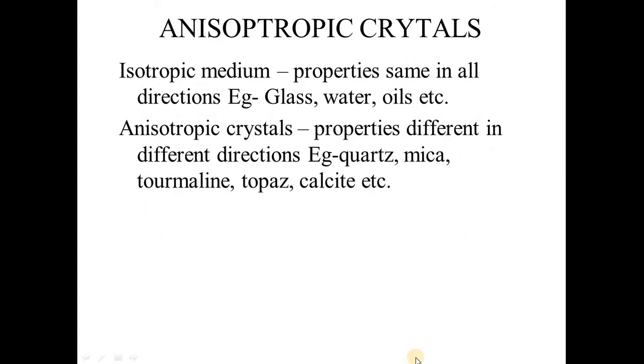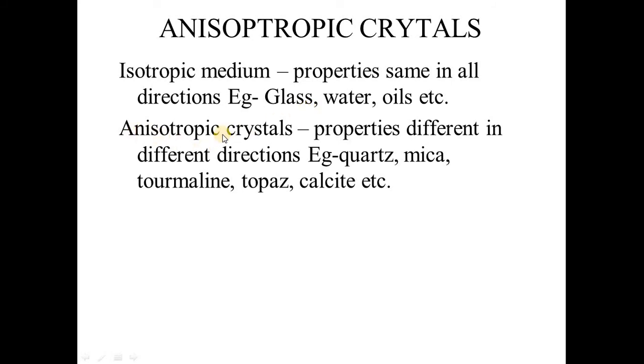So crystals, or any material, can be characterized or classified as an isotropic medium or an anisotropic medium. What is an isotropic medium? The properties of an isotropic medium remain the same in all directions. Examples are glass, water, oil, etc. These are isotropic media.